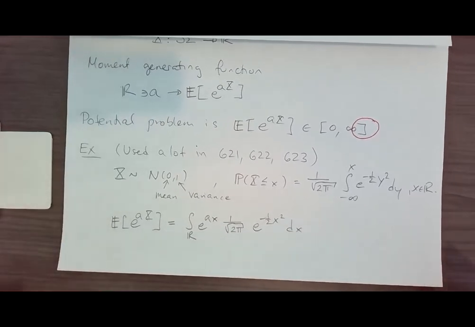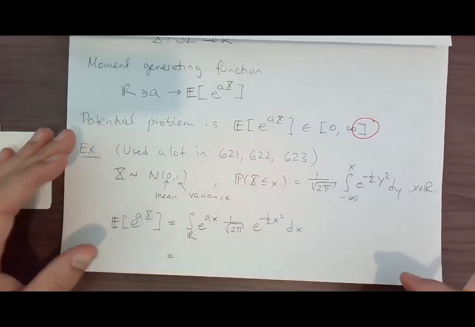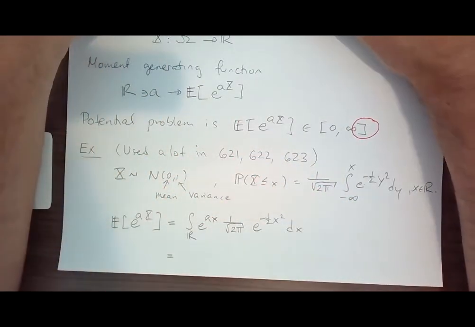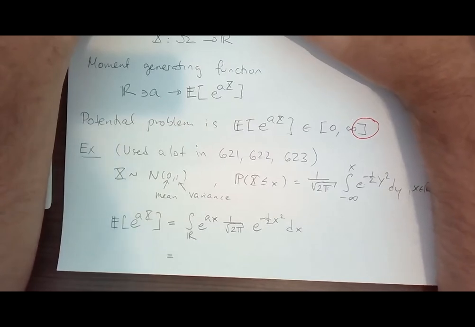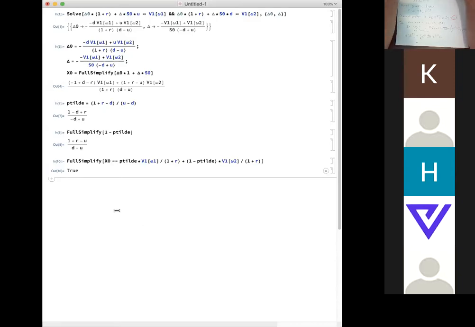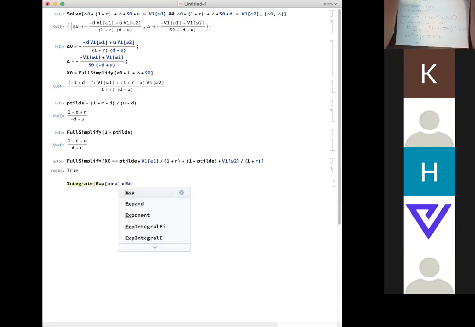So how would I compute this integral? Well, the easy and dirty way is to see if Mathematica can do it, and maybe we're in good shape. Otherwise, we'll do it by hand. So in Mathematica I want it to integrate the exponential of a times x, times the exponential of minus x squared divided by 2, and I also need to divide by the square root of 2 times pi.